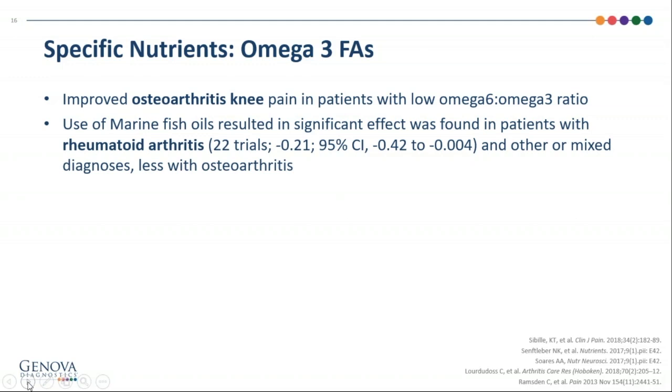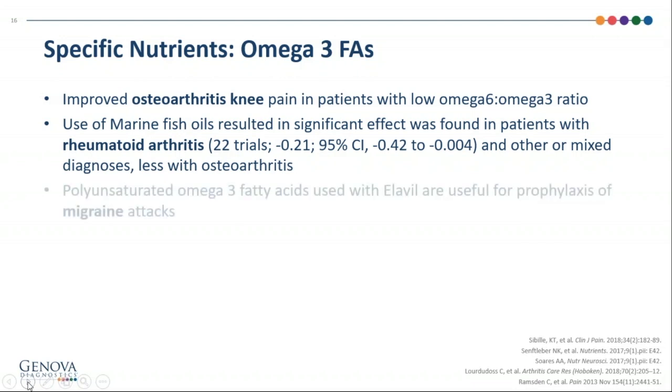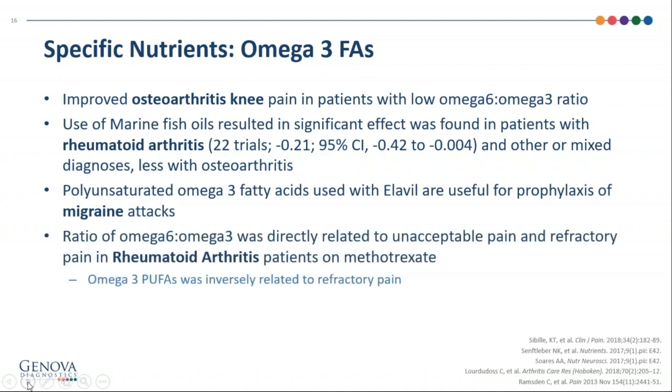So again, this is a situation where you might want to replete a patient when you see that they have low omega-3s so that they don't develop an exacerbation or further osteoarthritic pain in other parts of the body as well. This is a study looking at rheumatoid arthritis, and it was found that the use of fish oils was very helpful there. This is another study using fish oil with Elavil for the prophylaxis of migraine attacks.